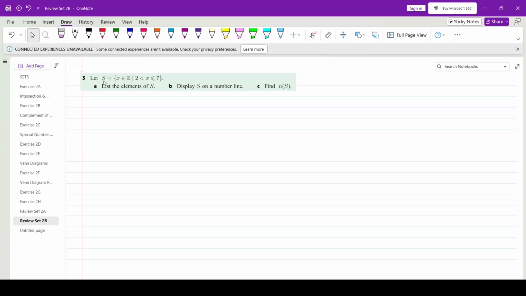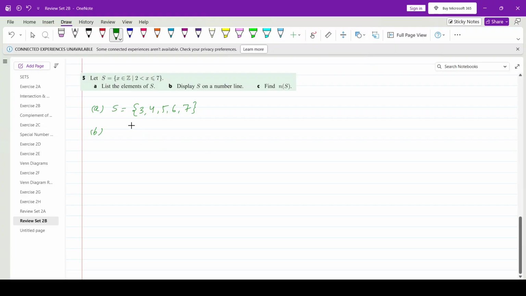Let S be equal to a set of integers such that those integers lie between 2 and 7, including 7. List the elements of S. So S is going to be 3, 4, 5, 6, and 7. Display S on a number line.